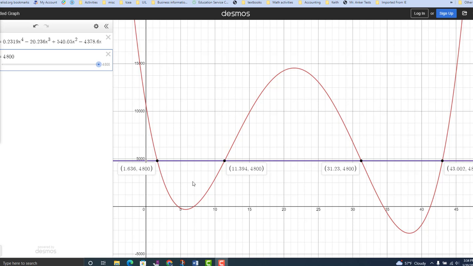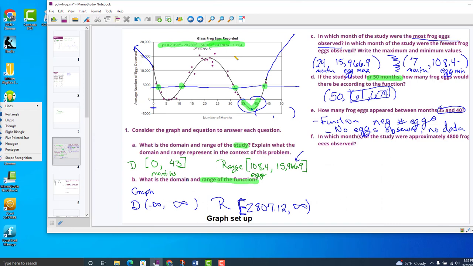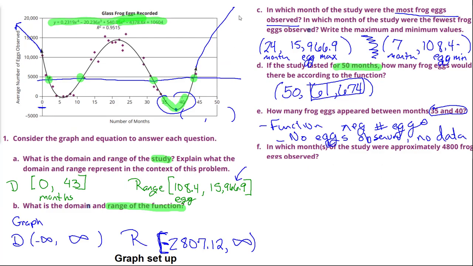So you should have found that roughly at month 2, 11, 31, and 43, you had that happen. Months 2, 11, 31, and 43.